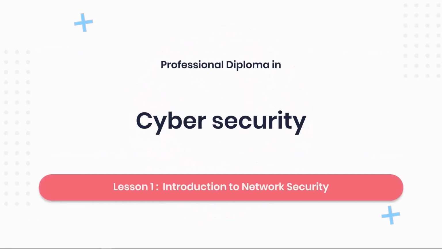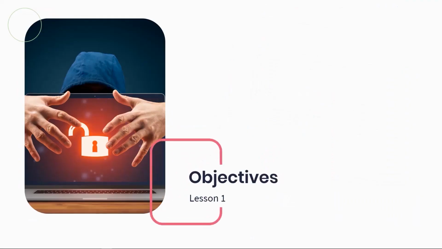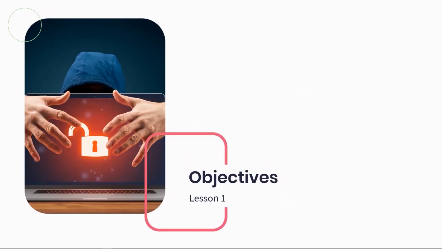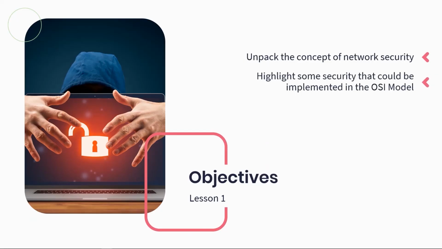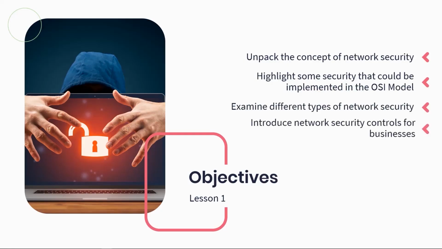Today we're going to look at network security, where we will be highlighting ways enterprises could mitigate threats on their network. The objectives for today's lesson will be to unpack the concept of network security, to highlight some security that could be implemented in the OSI model, examine different types of network security, and introduce network security controls for businesses. And if that's not enough, we will include a demonstration showing you how to navigate within a Linux distribution.